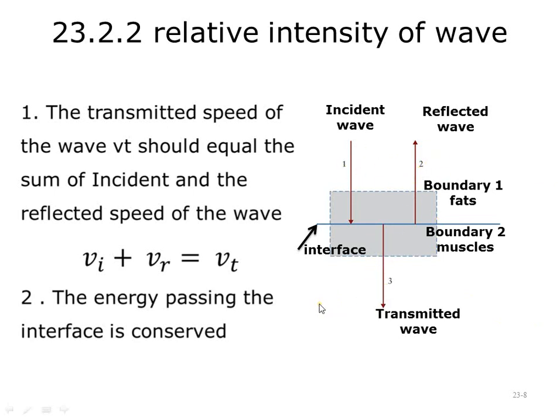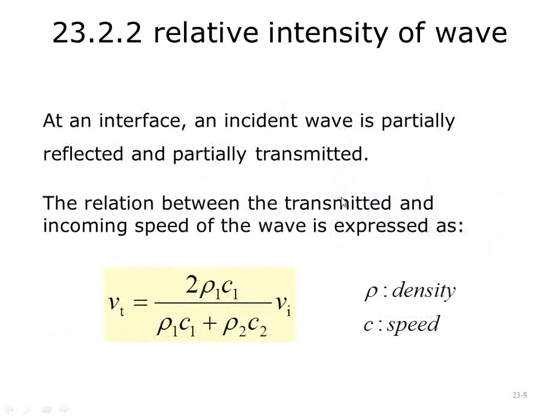Second, the energy passing through the interface should be conserved. This means that the reflected plus transmitted should equal 1. R plus T should equal 1. At the interface, an incident wave is partially reflected and partially transmitted. Therefore, the relation between the transmitted speed and the incident speed is that Vt is directly proportional to Vi. As Vt increases, Vi increases.